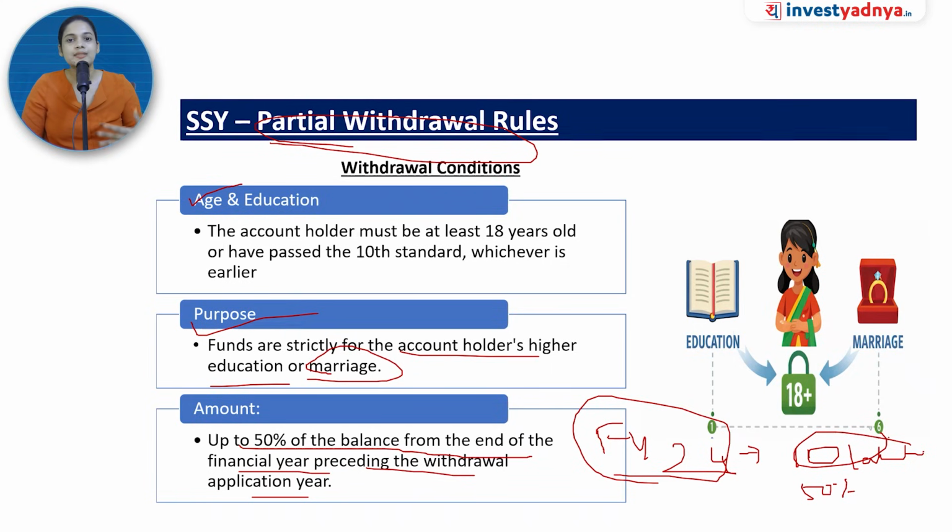So this ensures that even after partial withdrawal, a substantial portion still remains in the scheme, and that will continue compounding till the girl reaches the age of 21.